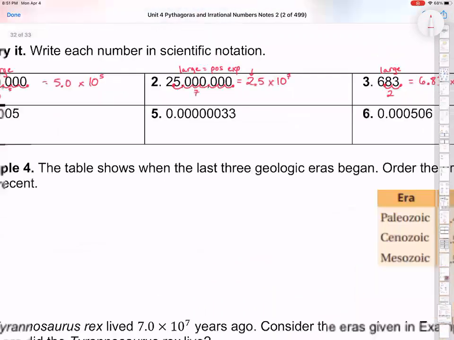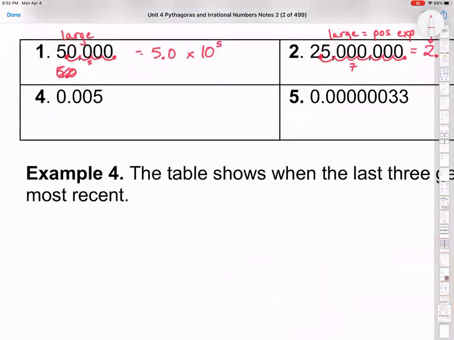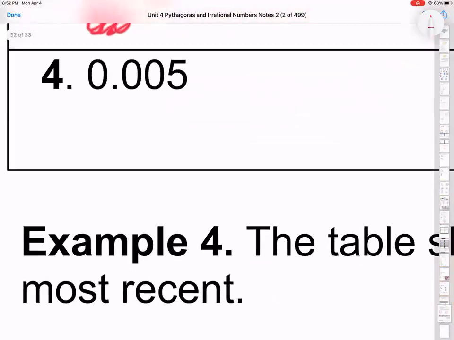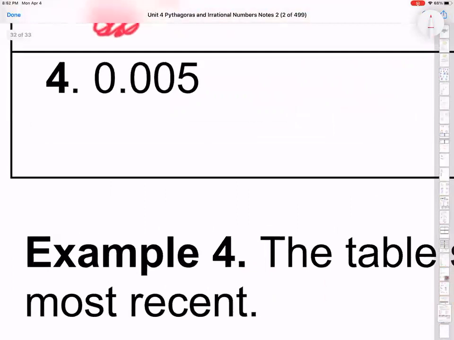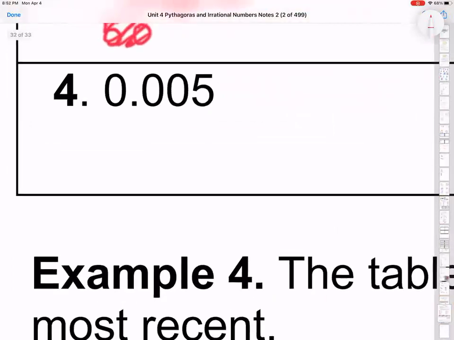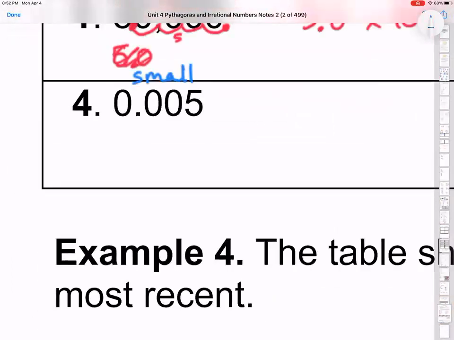For number 4, we're beginning with 0.005. Well, that's pretty small. This is a small number. And we need it to be in between 1 and 10. So identifying, here's my decimal. I'm going to move it over 1, 2. I need to go another third time to get this value in between 1 and 10.